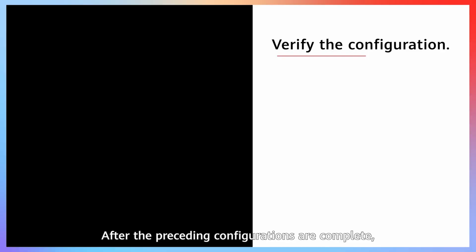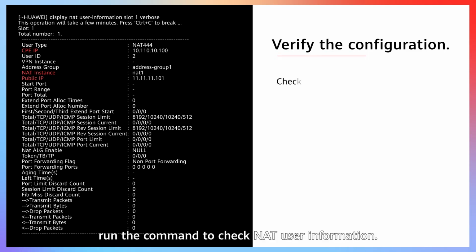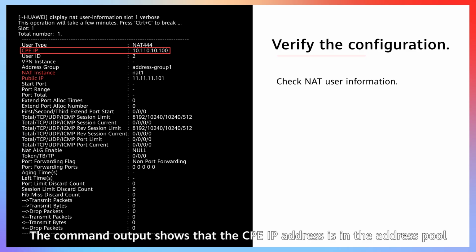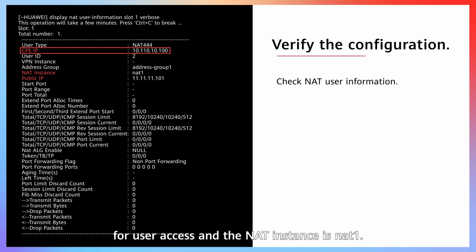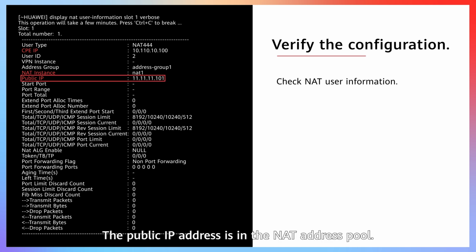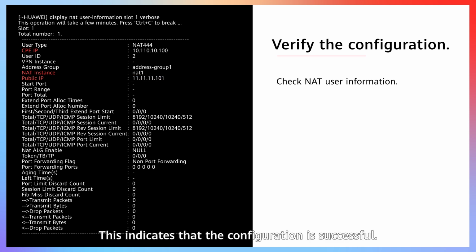After the preceding configurations are complete, run the command to check NAT user information. The command output shows that the CPE IP address is in the address pool for user access, the NAT instance is NAT1, and the public IP address is in the NAT address pool. This indicates that the configuration is successful. The private address in the user packet can be translated into a public address so that the user can access the internet.